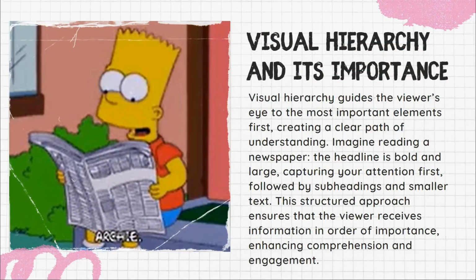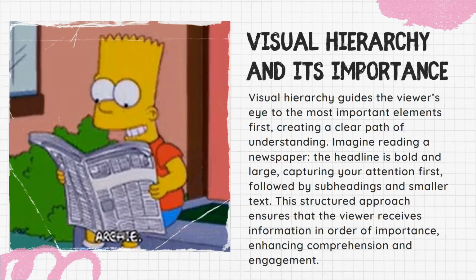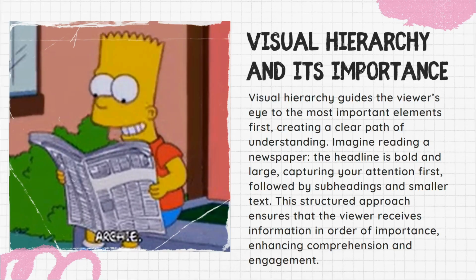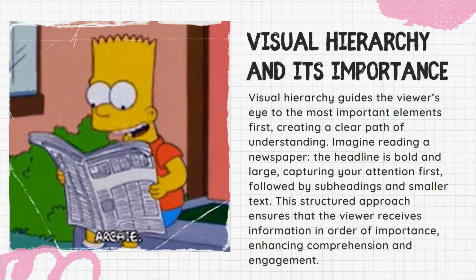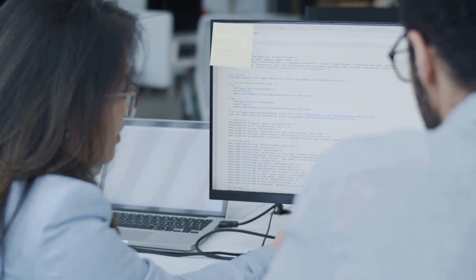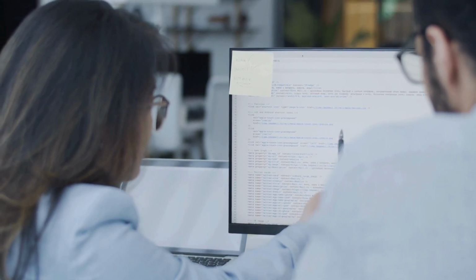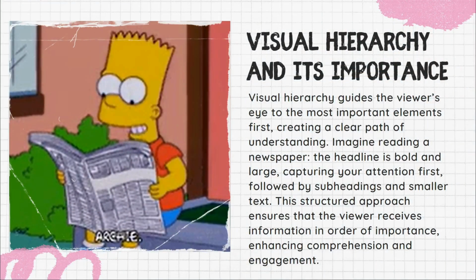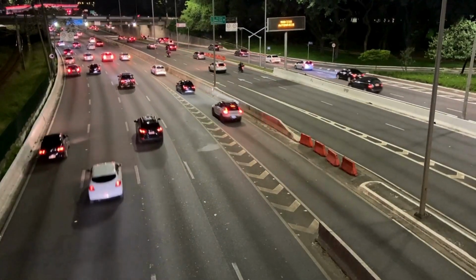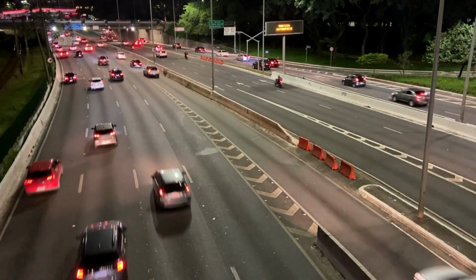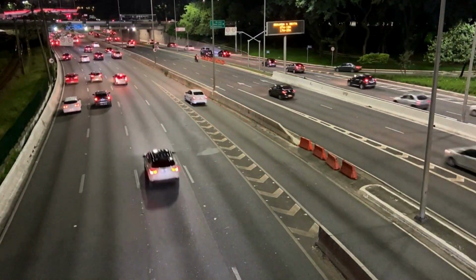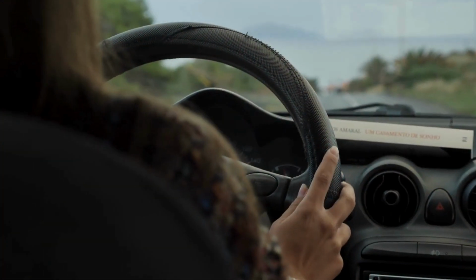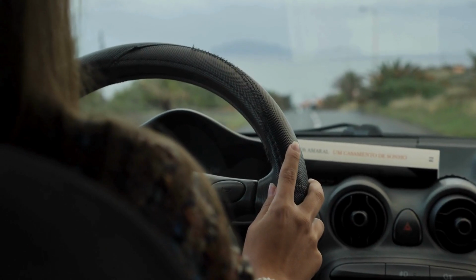And you might think, why is visual hierarchy important? Very simple. Simply put, it helps users make sense of information quickly and easily. In a world where attention spans are short, guiding users through your design in a logical way is absolutely crucial, right? So think about a highway sign. The most important information, like the exit number or direction, is big and bold, while less critical details are much smaller. This ensures you make decisions quickly while driving.